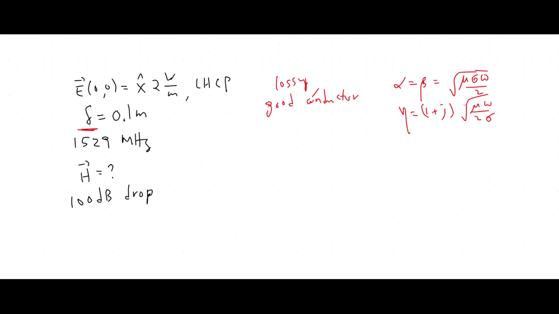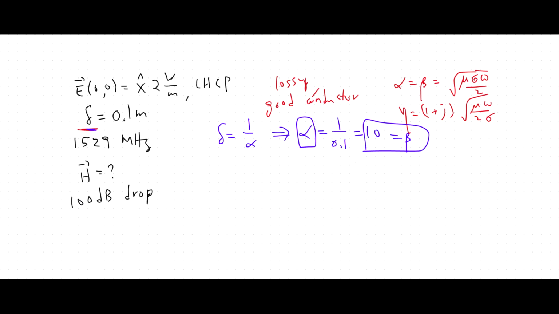Then you have to remember what skin depth means and how we define it. How do we define skin depth? 1 over alpha. So knowing skin depth is 0.1, that means alpha is equal to 1 over 0.1, which is 10. It's equal to beta. Is that clear? You have to remember the definition of skin depth is 1 over alpha. It is a good conductor. This part is not going to be on your cheat sheet.